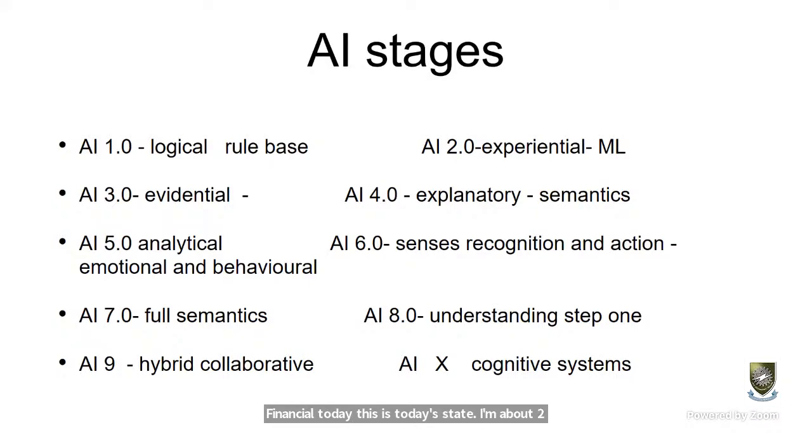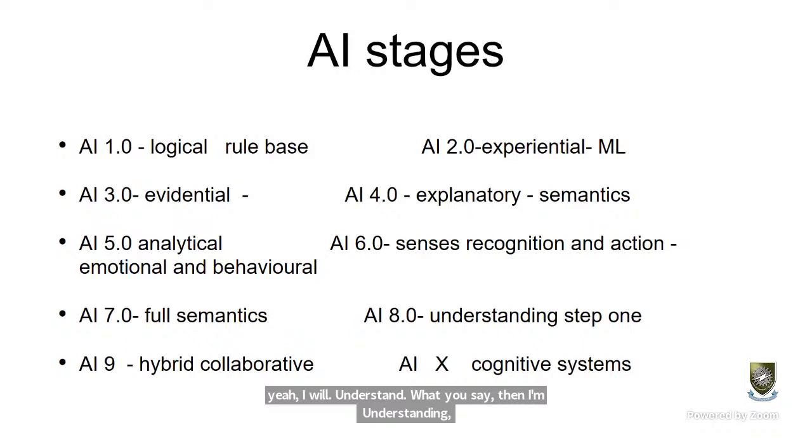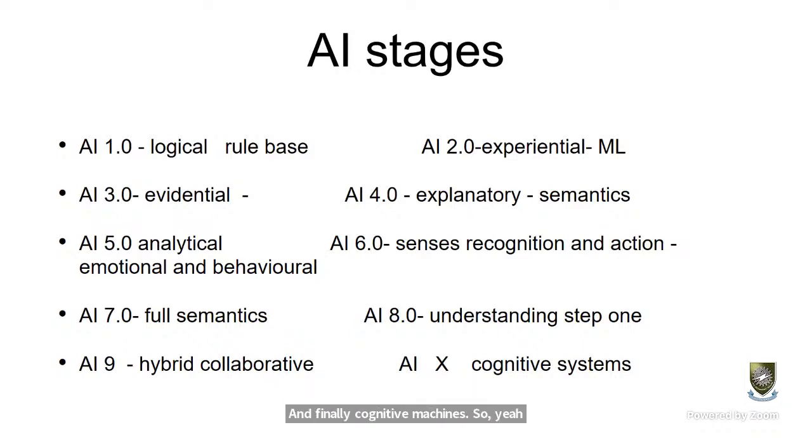But you see that when I go down to 9 and 10, which means AI has a lot more to go. Evidential is the next one, where we integrate knowledge with AI. Then we go to explanatory. Unfortunately, today's AI is not explanatory. ML gives you an answer, but you don't know why you got the answer. So explanation is required. Then we go to analytical, emotional, behavioral. That is what cybernetics talks about. Then senses, recognition, and action. Then full semantics, where AI will understand what you say. Then understanding further, then hybrid, collaborative, and finally cognitive machines. So AI will go through all these processes. There are something like 10 steps of AI, which I thought I should tell you. Don't think that ML is everything. There is a lot more.